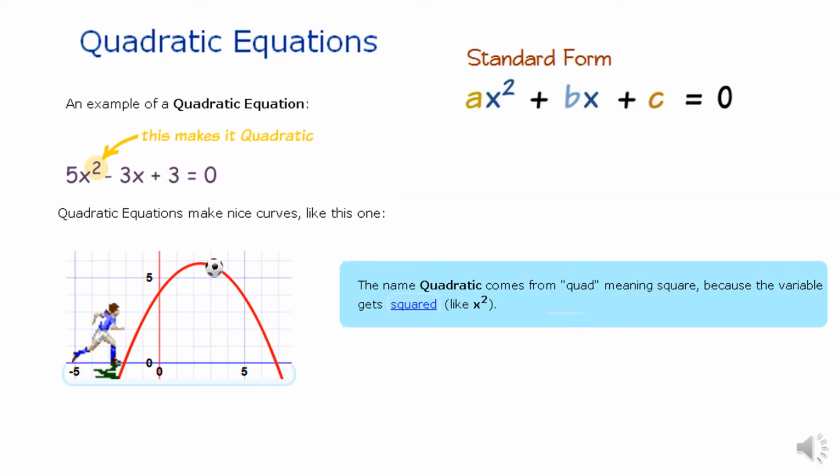Okay, a quadratic equation is what we've just been dealing with in the chapter before. So this just has some interesting facts. This makes it quadratic, has the shape of a parabola, and this is interesting. The name quadratic comes from quad, meaning square, because the variable gets squared.